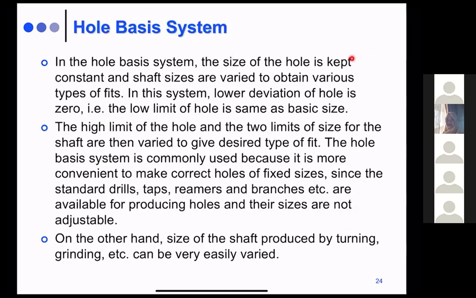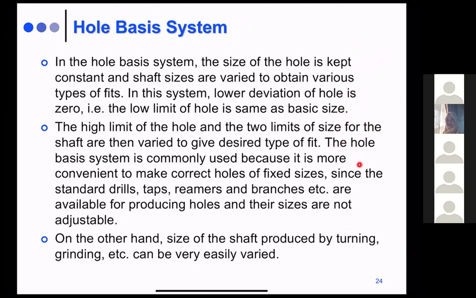So in a hole basis system, the size of the hole is kept constant and the shaft size is varied to obtain various types of fit. In this system, the lower deviation of the hole is 0, which means the low limit of the hole is the same as the basic size. The high limit of the hole and the two limits of the size of the shaft are then varied to give the desired type of fit.